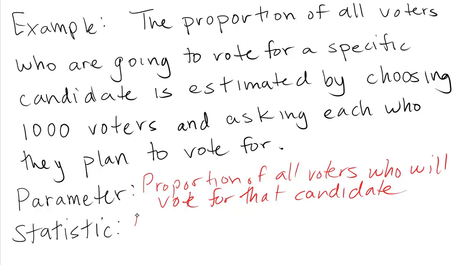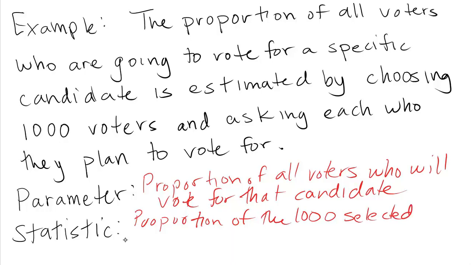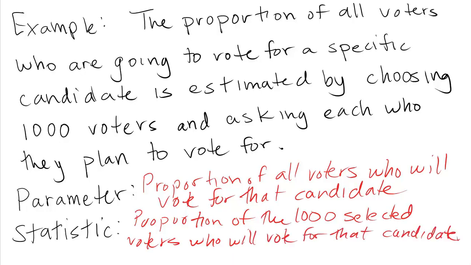The statistic here would be the proportion of the 1,000 voters, let's say the 1,000 selected voters, who will vote for that candidate. The parameter is a number that summarizes data for the entire population. In this case, it's the proportion of all voters who are going to choose that candidate. And a statistic is a number that summarizes data from the sample. The sample is the 1,000 voters who were selected, and the obvious thing to do here is to find the proportion of them who are going to vote for that same candidate.